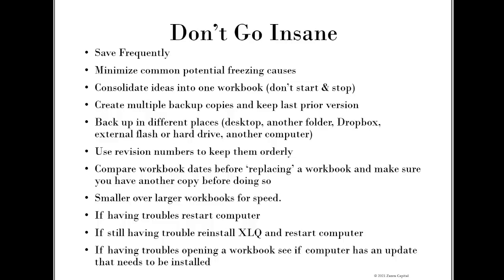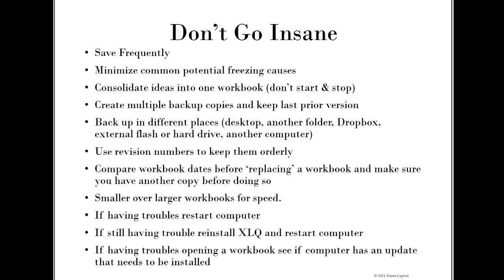Use revision numbers to keep your workbooks orderly. Maybe you're going to do a market review workbook, so go ahead and call it Market Review 1.0. And then as you add pages to it and make significant changes, it can become 1.1, 1.2, or you can go to the next number, 2.0. I found it's better to name your workbook and to have a version or a revision number next to it rather than having just a date.